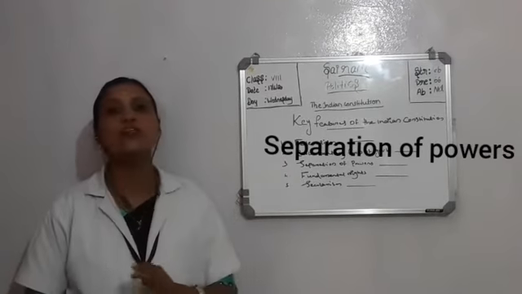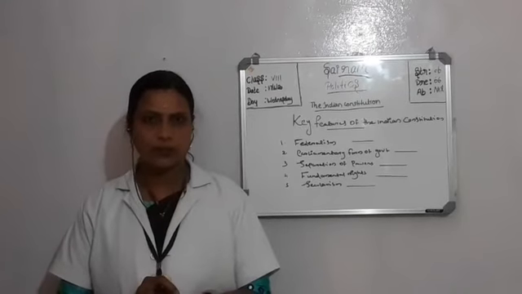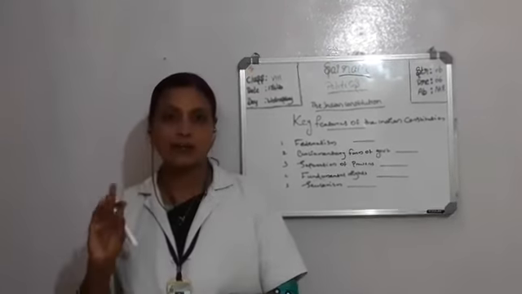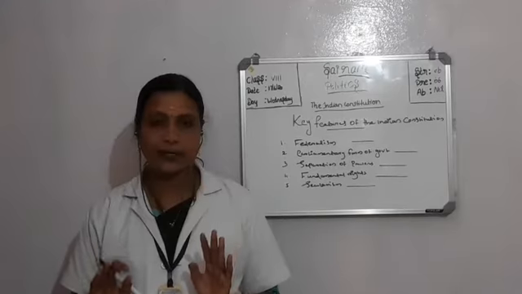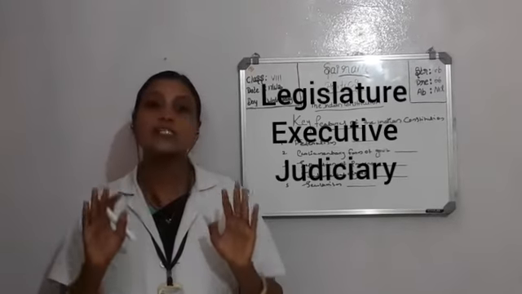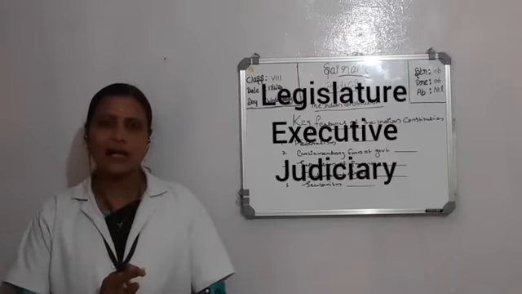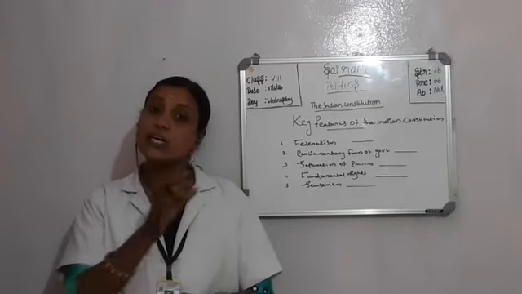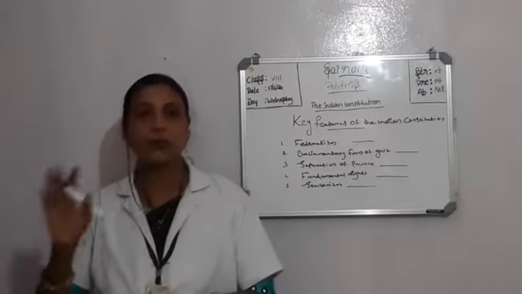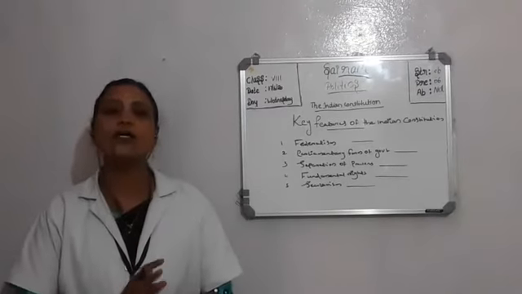Next one is separation of powers. What do you mean by separation of powers? According to the Indian Constitution, there are three organs of the government: legislature, executive, and judiciary. These three organs have different powers. Each organ can check and balance the work of the others.